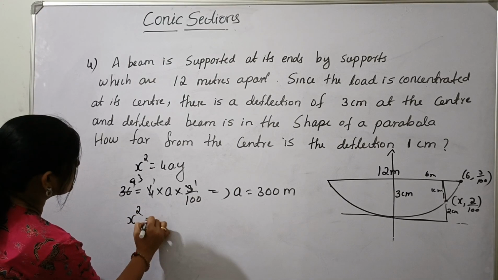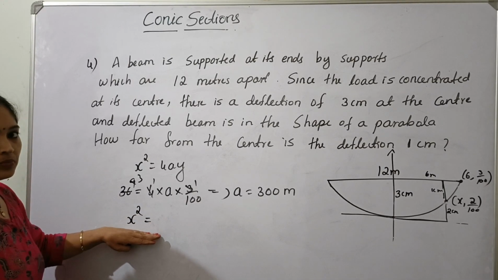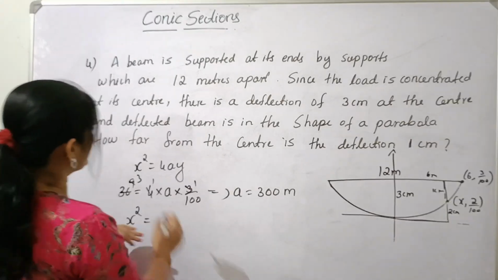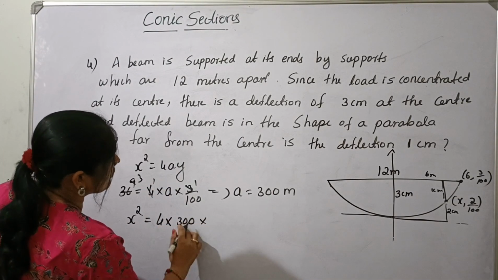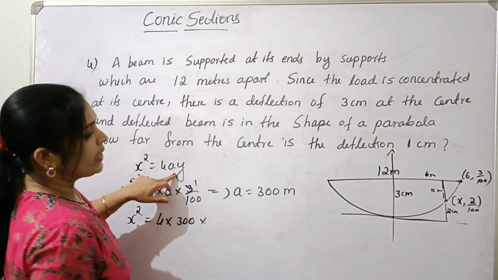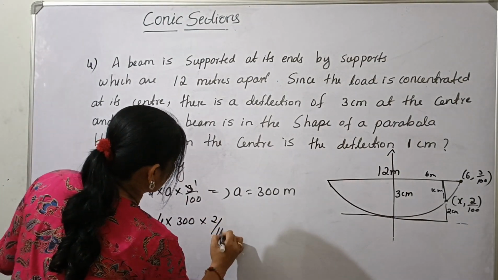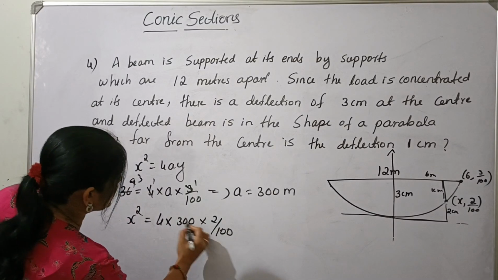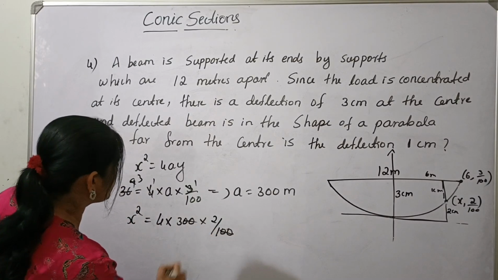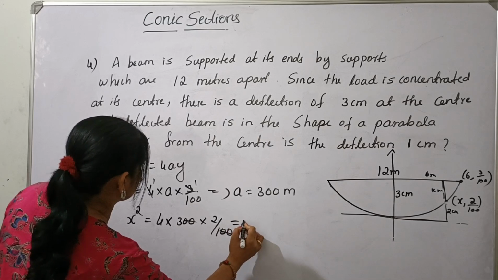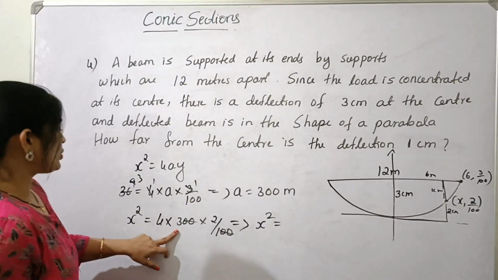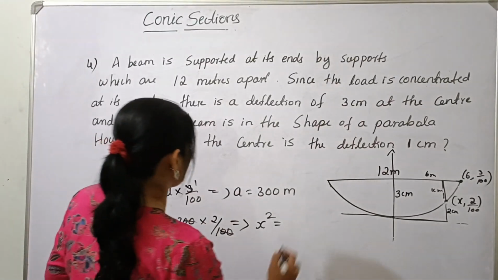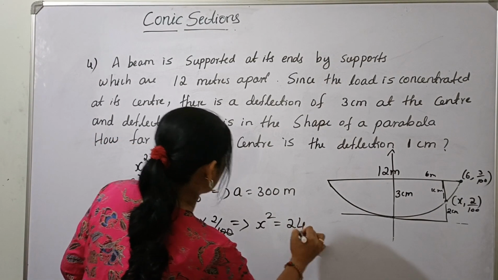So we can write x square is equal to 4 into 300, the a value, into y, where y is 2 by 100. Here the 100 is cancelled. Then this implies x square is equal to 4 into 3, 12, 12 into 2, 24.